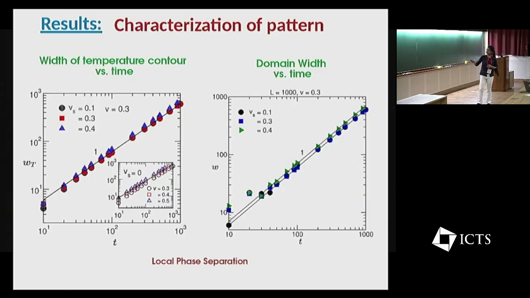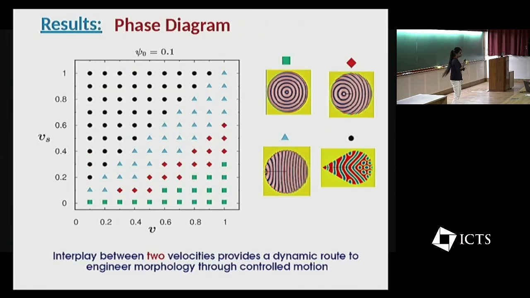If you look at the domain patterns which are forming, and the average domain size, that seems to follow a linear behavior as a function of time. So what we found is that you can actually tune these two velocities in different combinations, and you get different kinds of patterns forming.